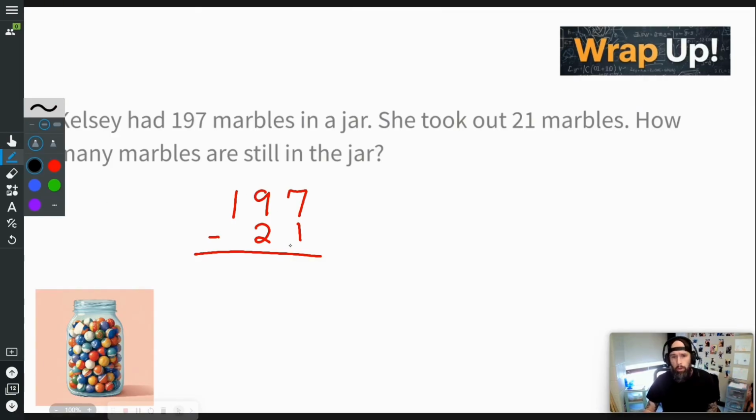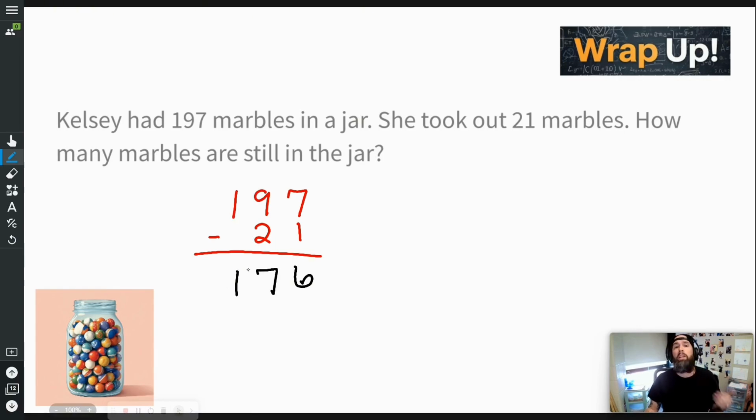So start all the way to the right. 7 minus 1 is 6. 9 minus 2 is 7. And 1 minus nothing is 1. Now, this is a word problem, so we need a word for our answer. How many marbles are still in the jar? 176 marbles are still in the jar.